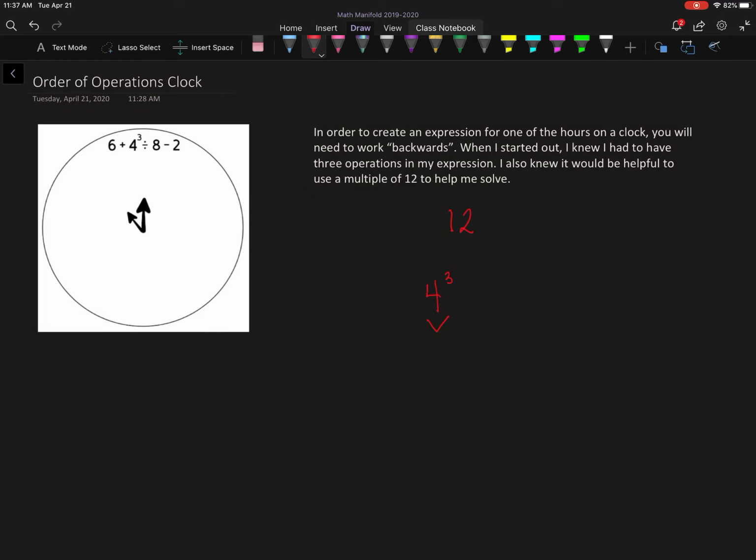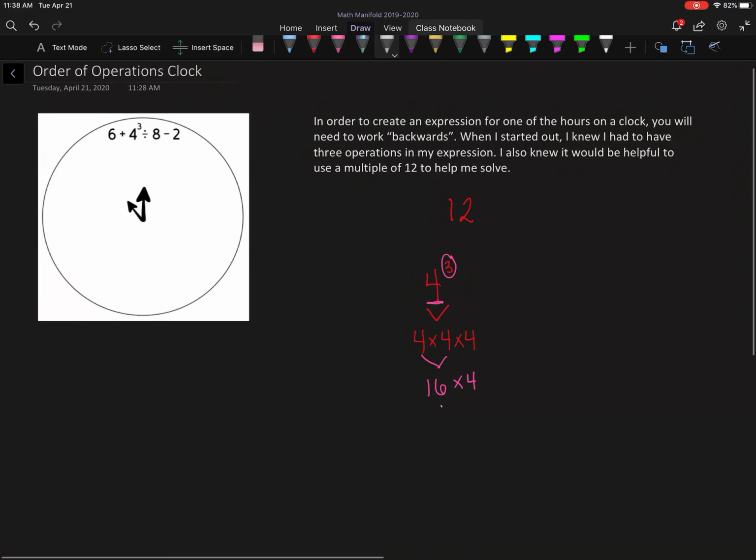And when we solve 4 to the third power, we do 4 times 4 times 4 because my exponent tells me how many times I need to multiply my base by itself. So 4 times 4 times 4. And so this is where 4 times 4 is 16. And then I'm going to bring down my 4. Again, I was practicing that vertical alignment. And then 16 times 4 is 64.